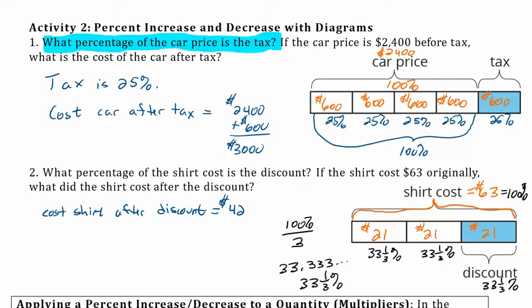So if we're discounting 1/3, that's 33 and a third percent. So what percentage of the shirt cost is the discount? It's a 33 and 1/3% discount.